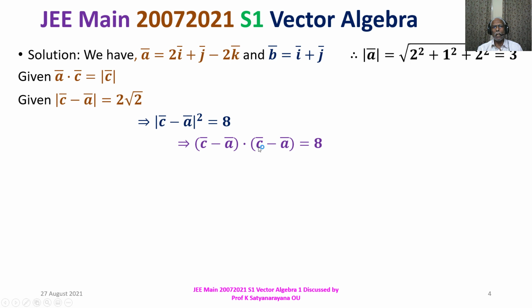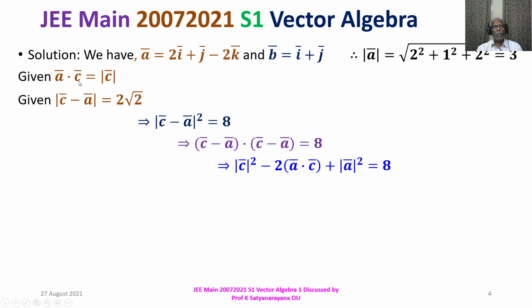Multiply: C bar dot C bar is mod C bar square, minus A bar dot C bar, and minus C bar dot A bar, and A bar dot C bar is same as C bar dot A bar because the dot product is commutative, and minus into minus plus A bar dot A bar is mod A square. That will be mod C bar square minus 2 times A bar dot C bar plus mod A bar square is equal to 8.